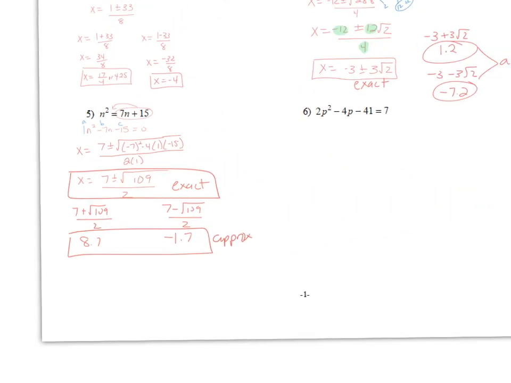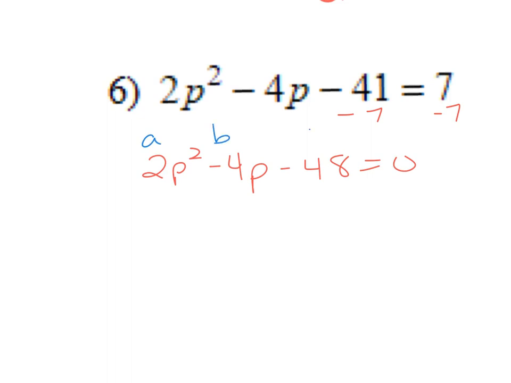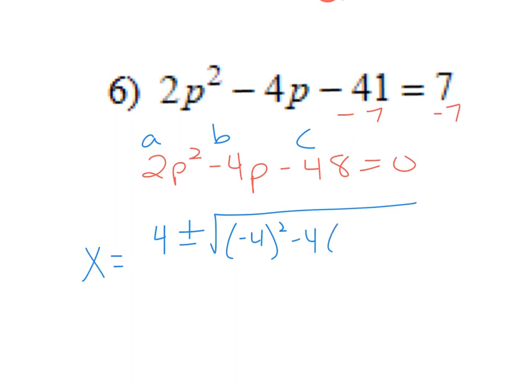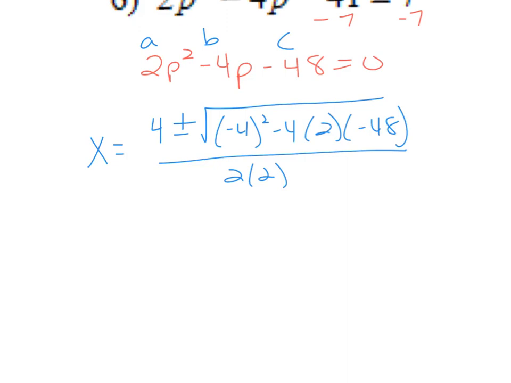Okay, all right. Okay, so on this guy, we're going to need to go ahead and subtract the 7 over, and I get 2p squared minus 4p minus 48 equals 0. So I've got A is 2, B is -4, and C is -48. So x equals the opposite of B, so 4 plus or minus the square root of -4 squared minus 4 times A times C, all over 2A or 2 times 2. Okay? All right, so now let's go ahead and type on the inside there.